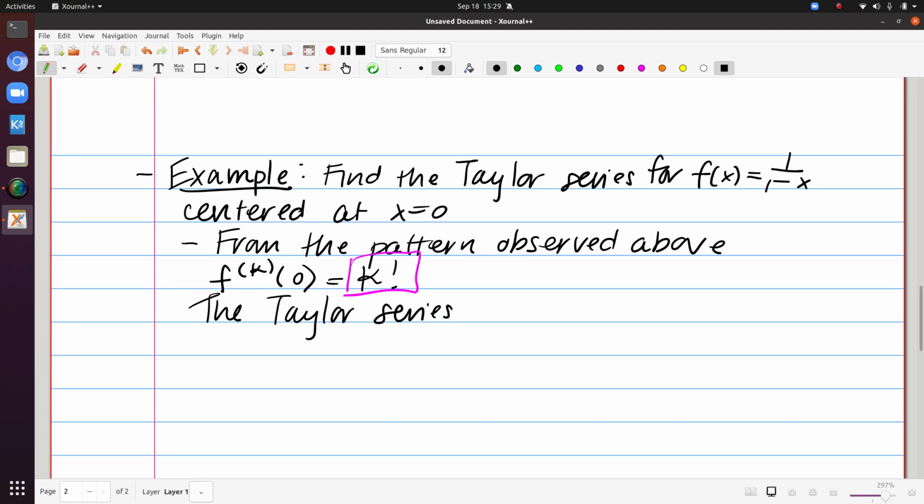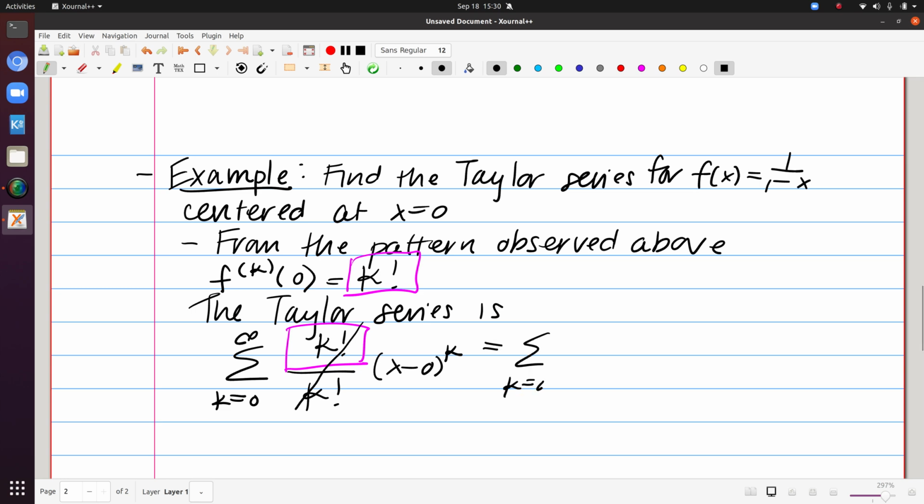for this function centered at 0 is, so I'm going to put in the parts that I can't change. As soon as I have that it's centered at 0, I know it has to look like this. What I have to do is replace this box for my particular function, and that's where I'm going to plug in this k factorial. Notice that the k factorials cancel in this case. X minus 0 to the k, I can just write as x to the k. So our final answer here is simply the sum from k equals 0 to infinity of x to the k. This is the Taylor series centered at 0 for the function f of x equals 1 over 1 minus x.